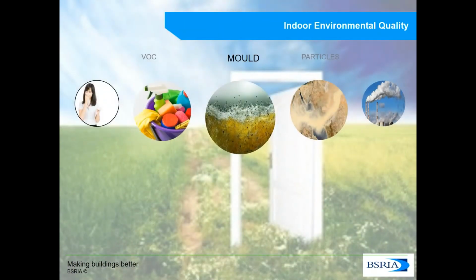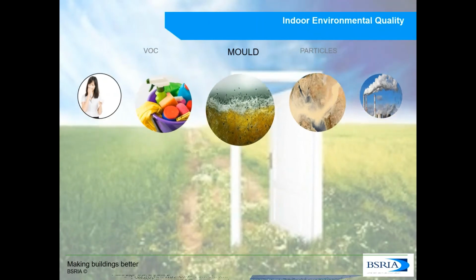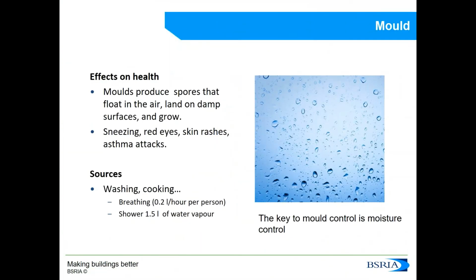And finally, the last contaminant that I'm going to talk about is mold, or bacteriological contaminants. Molds produce spores that float in the air, and when they land on surfaces, if the surfaces are damp, they can grow. Their effect on health goes from sneezing to having red eyes to provoking asthma attacks. Some sources of indoor mold can be, for example, when we are washing or cooking or showering and there is not the right extraction in the room. So the key to mold control is to control the moisture.